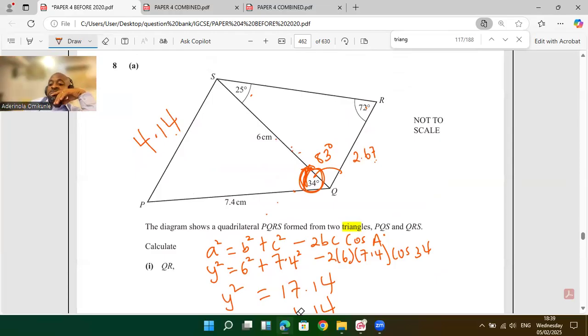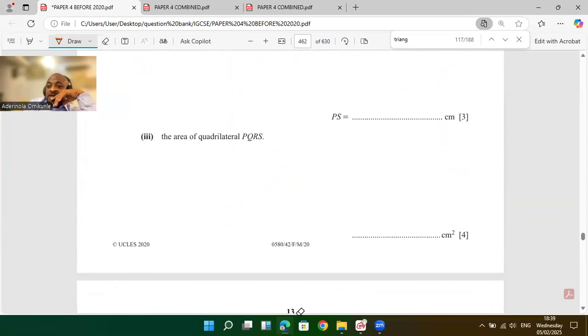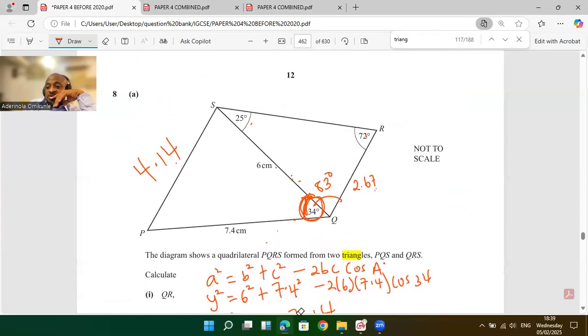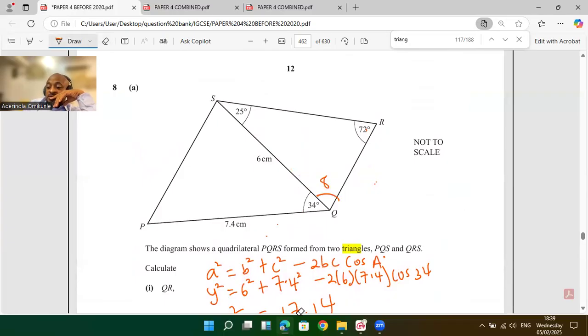Okay. So moving on. The next question says calculate the area of quadrilateral PQRS. So let's come back to the question. We want to find the area of quadrilateral PQRS. So what that actually means is this is 83, this is 2.67, this is 4.14. So we want to find the area of this shape basically.